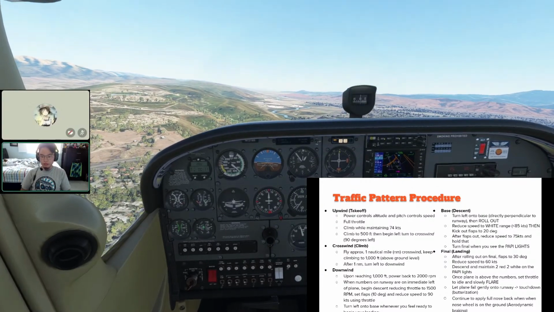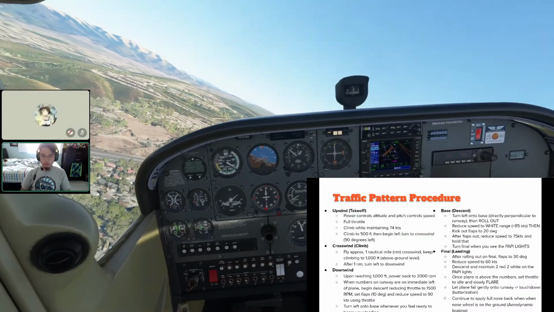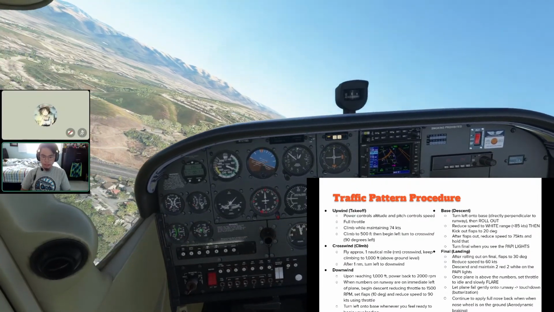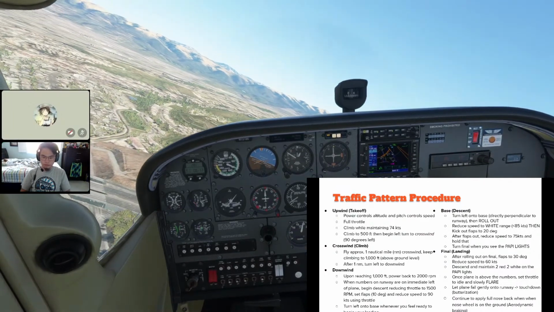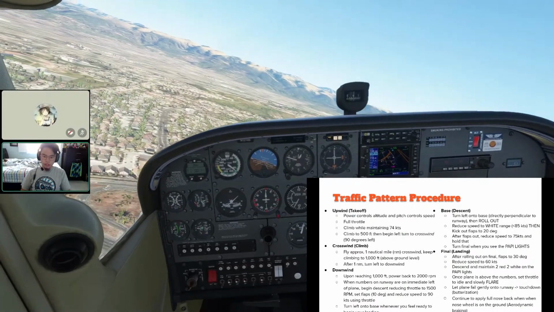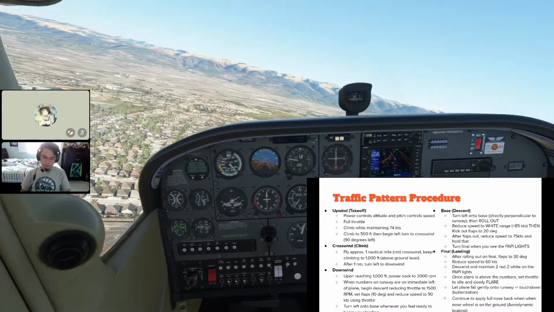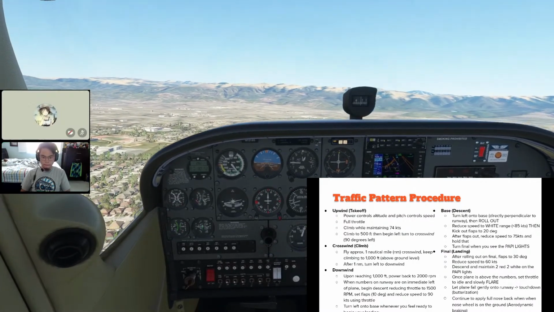And now we're going to do another left 90-degree turn, which is our base turn. We're going to keep 1500 RPM at 85 knots. We're getting a little slow, so we're going to add power. And we're going to pitch down. Remember, pitch controls your airspeed, and your power controls your altitude.